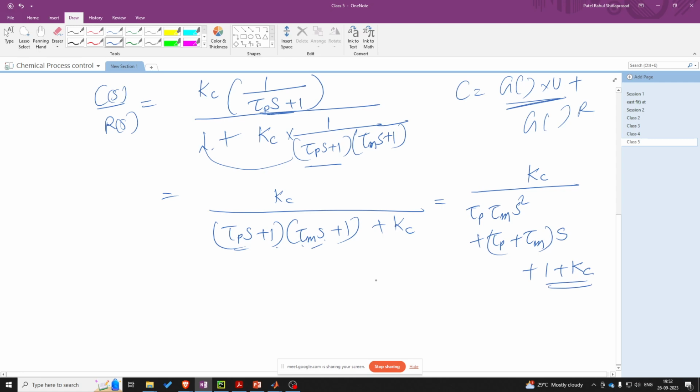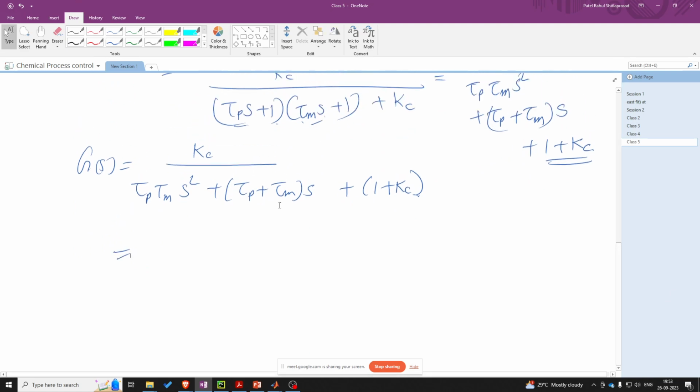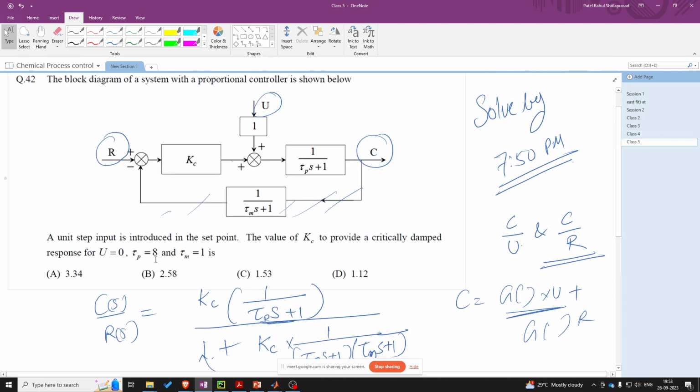So if I just write it over here, the transfer function becomes Kc upon tau P tau M S square plus tau P plus tau M S plus 1 plus Kc. Then we can replace the values that you have been provided in the question, that is tau P is 8, tau M is 1, and the value of Kc we have to find.